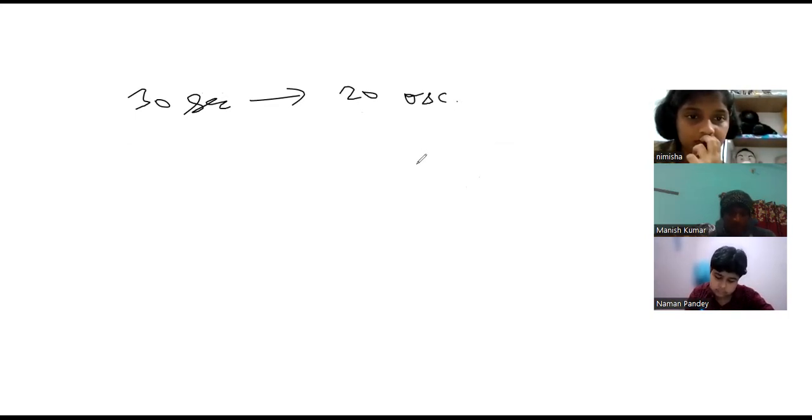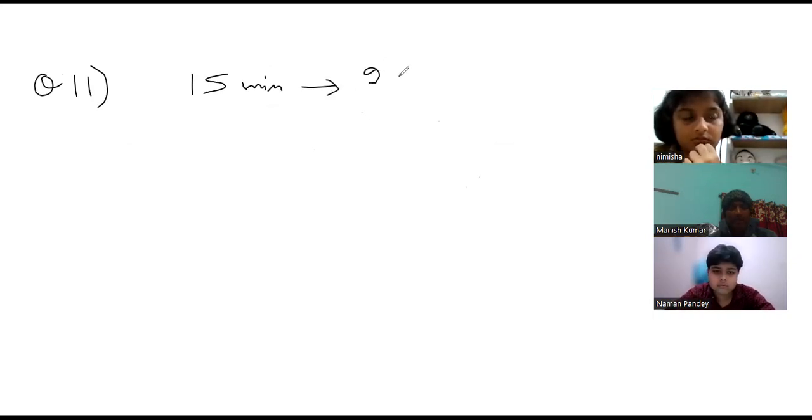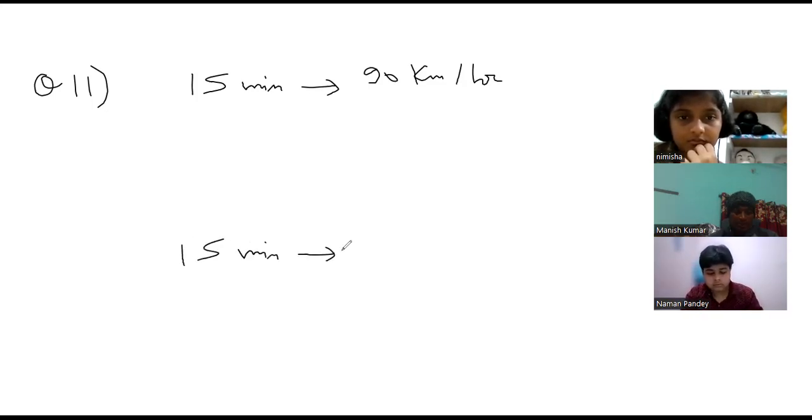Then question number 11 has been done wrongly by you. Question number 11, let us see that. A bus moves with two varying speeds. Initially for 15 minutes, it moves at a speed of 90 kilometers per hour. And in the second case, for the next 15 minutes, it moves at a speed of 50 kilometers per hour. What is the total distance covered by the bus? How can it be done, Naman?